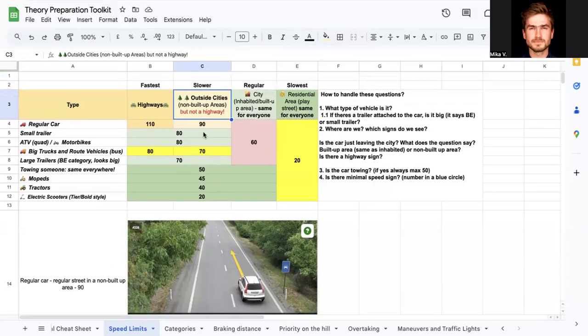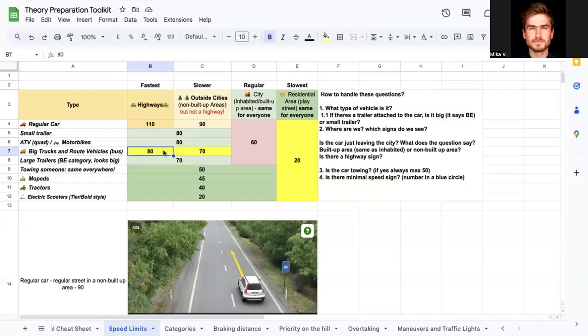For example, the only difference between outside of cities and highways is, first of all, for a regular car, and secondly for big trucks and road vehicles. Because small trailers, quads, motorbikes, and large trailers, no matter if it's highway or outside of the city, have this regulation: 80, 80, and 70. The only difference on the highway is for a regular car, so B category. On highways, obviously, it's faster, 110, and outside of the cities, it's 90, right? So yeah, the same as for big trucks and road vehicles, buses. It is 80 on highways, so a little bit faster.